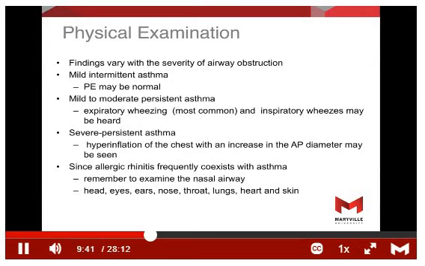And since allergic rhinitis frequently coexists with asthma, remember to examine the nasal passages. Look at the airways. Do they have underlying polyps we never realized? How do their nares look? Do they have turbinates that are hypertrophic and blue? We need to do a head, ear, nose, throat, lungs, heart, skin exam on all of these patients. With any patient with asthma, you need to do head, ear, nose, throat, skin, because as we know, many times they have that atopy.